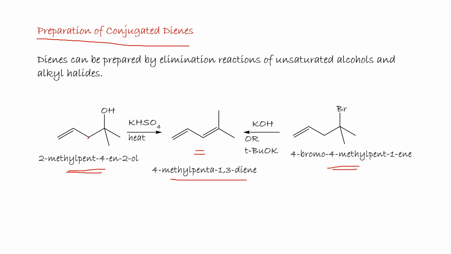If we start with 4-bromo-4-methylpent-1-ene and dehydrohalogenate it, minus HBr, using a base like potassium hydroxide or potassium tertiary butoxide, we get 4-methylpenta-1,3-diene. It's better to use a bulky base to avoid any SN2 reaction.